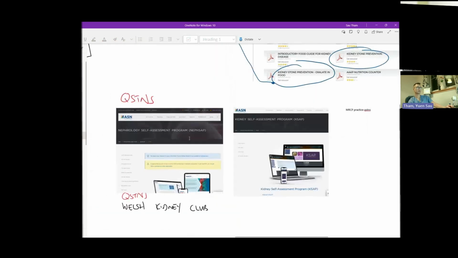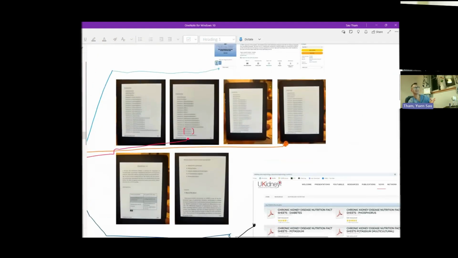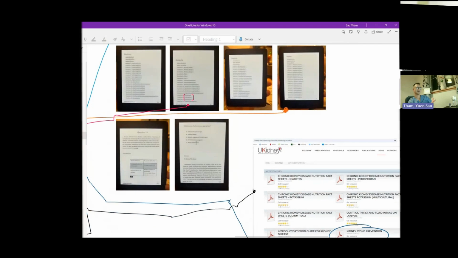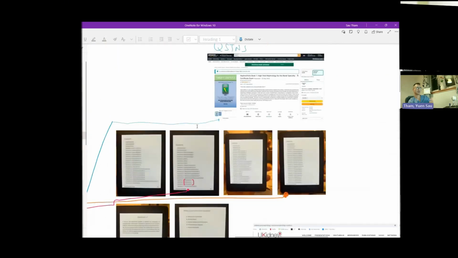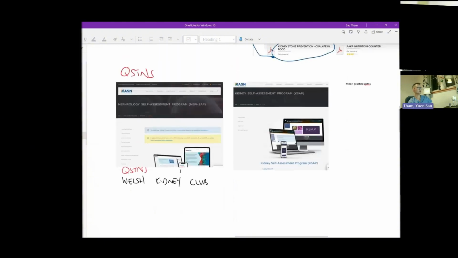So in terms of question banks, just 3. I say just 3, it's 3 big question banks. So there is the Nephro Shots, KSAP, and Welsh Kidney Club. If you do them, you'll be fine.